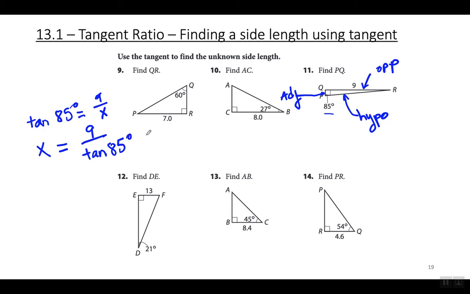So in your calculator, let's go to the calculator. You do 9 divided by 85 tan equals, and your answer is approximately 0.79. I'll say it again. In your calculator, 9 divided by 85 tan equals, and your answer is approximately 0.79.